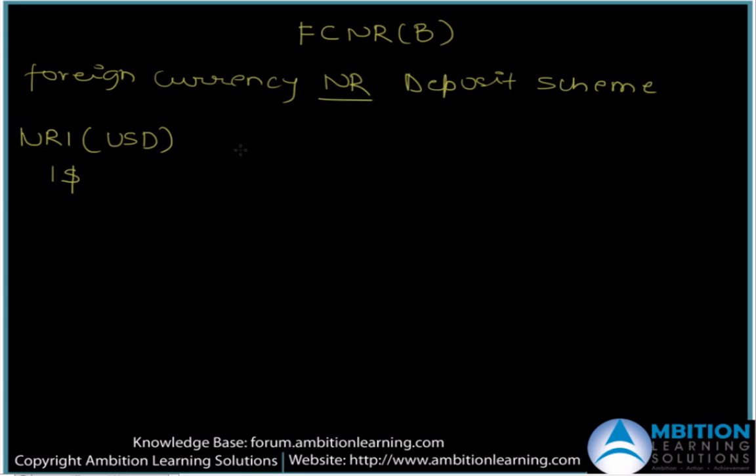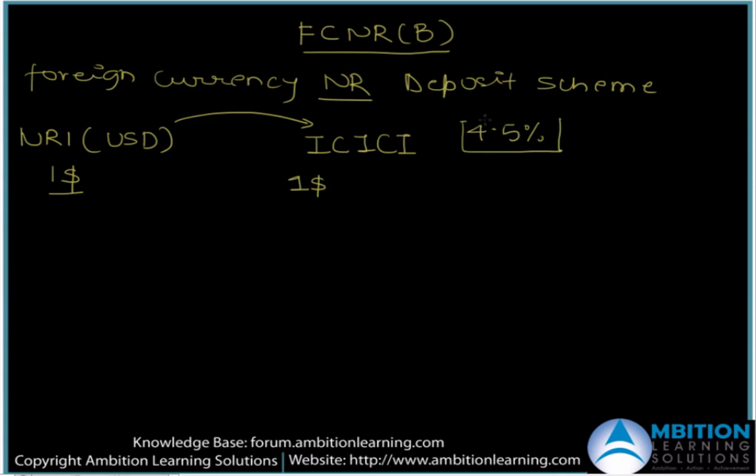as interest. But you know that if you give the same to India, Indian banks will pay a little higher interest, which is why this $1 comes to deposit to India through one of the schemes of which FCNRB is an option. So let's say this $1 comes to India to ICICI, where ICICI guarantees to pay 4.5% interest.